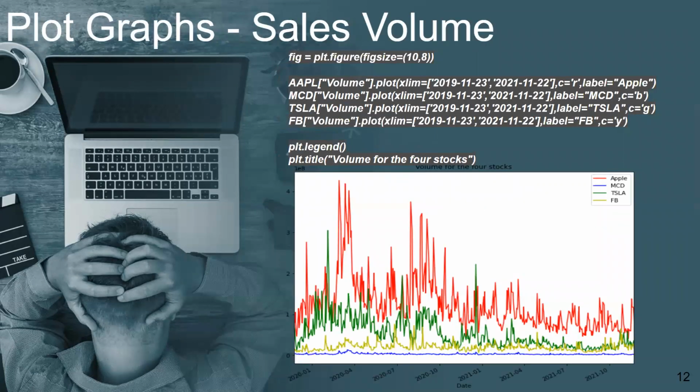In this part, we use the figure function to create the figure, then plot each company with the plot function. We can see the Apple's volume grows dramatically compared with the other three companies.